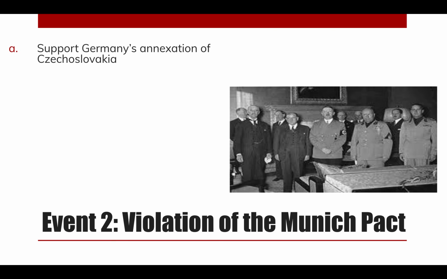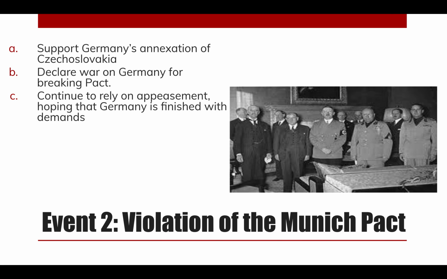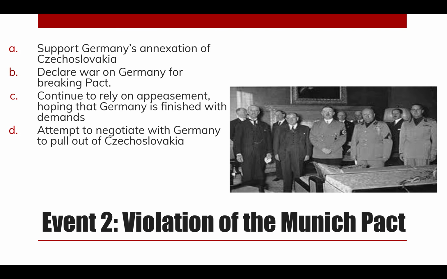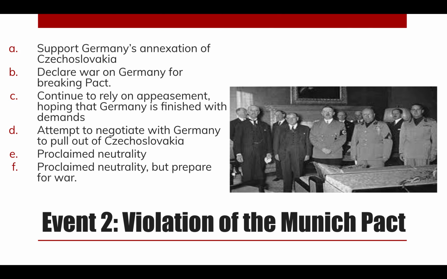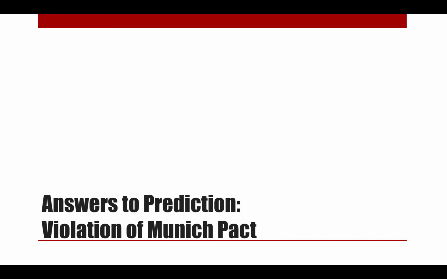A, support Germany's annexation of Czechoslovakia, so they can have all of it. B, declare war on Germany for breaking the Munich Pact. C, continue to rely on appeasement, hoping that Germany is finished with demands. D, attempt to negotiate with Germany to pull out of Czechoslovakia. E, neutral, or neutral but prepare for war. What does your country do? Great Britain, France, Soviet Union, Poland, and Switzerland. Pause the video, make your answers, and here are the responses.